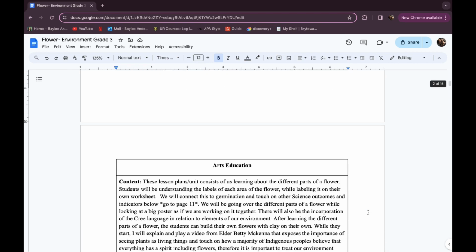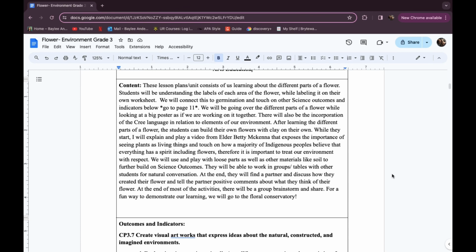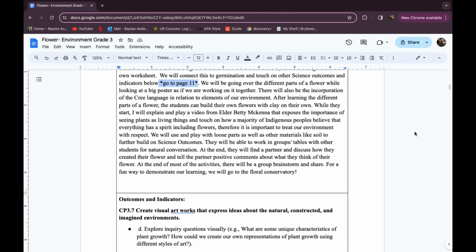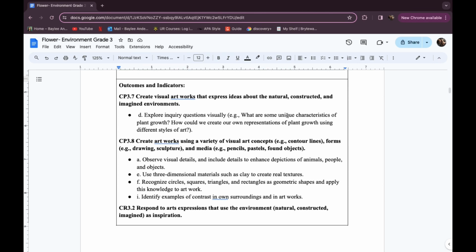Again, if you'd like, you can dive into this a little deeper. I will have this document sent in full as well. Part of it is based off of the arts education curriculum. We do have the other sets of outcomes and indicators for science on page 11. I kept them separated so you can see the differences between the two. Again, you can dive deeper into this when you are going through the document.